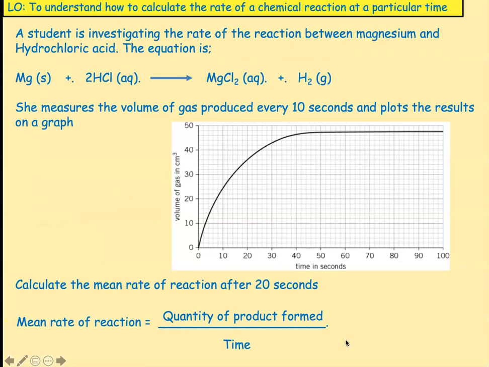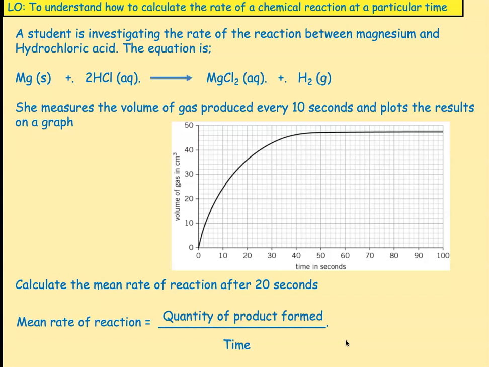Okay, let's look at this question. A student is investigating the rate of reaction between magnesium and hydrochloric acid. So the equation is magnesium plus hydrochloric acid gives magnesium chloride plus hydrogen. So the only way that we can actually measure this rate of reaction is by measuring the volume of hydrogen produced. So she has measured the volume of gas every 10 seconds and plotted the results on a graph like this. So we've got a rate of reaction curve. Calculate the mean rate of reaction after 10 seconds.